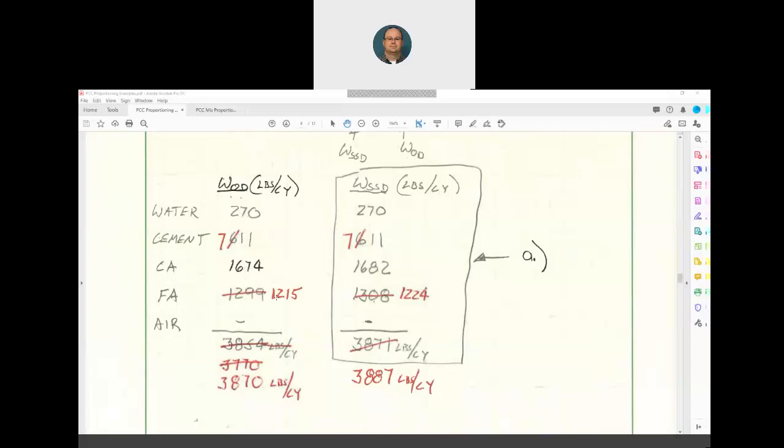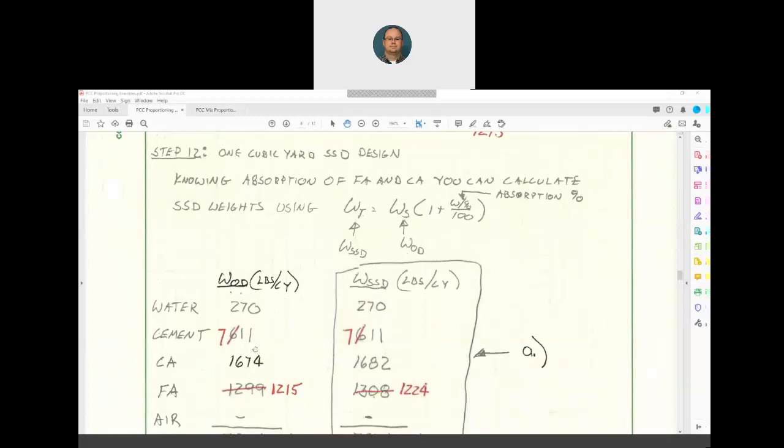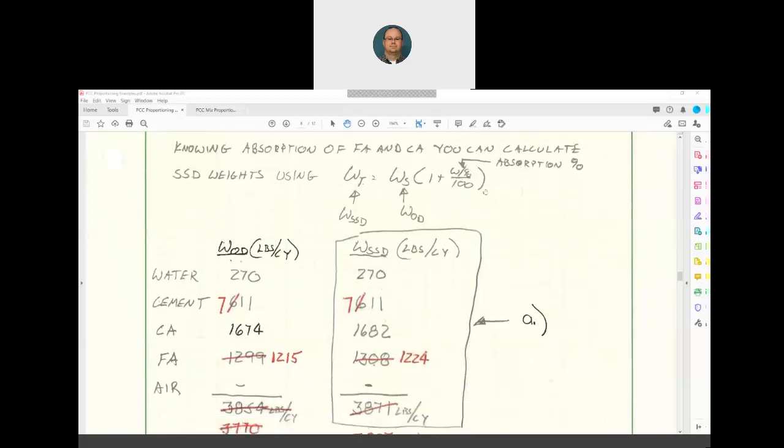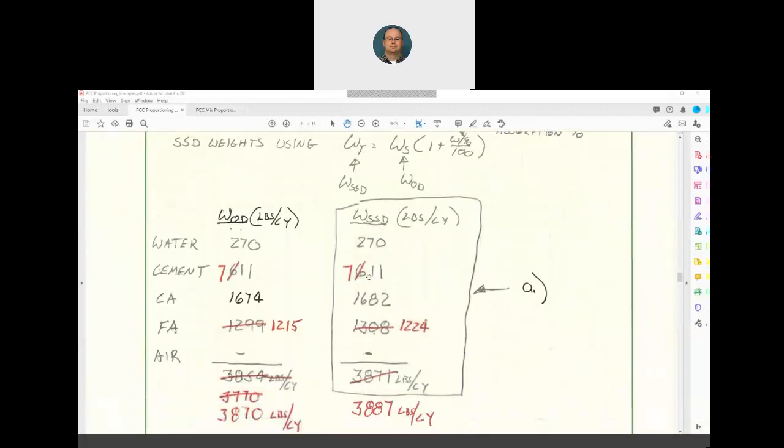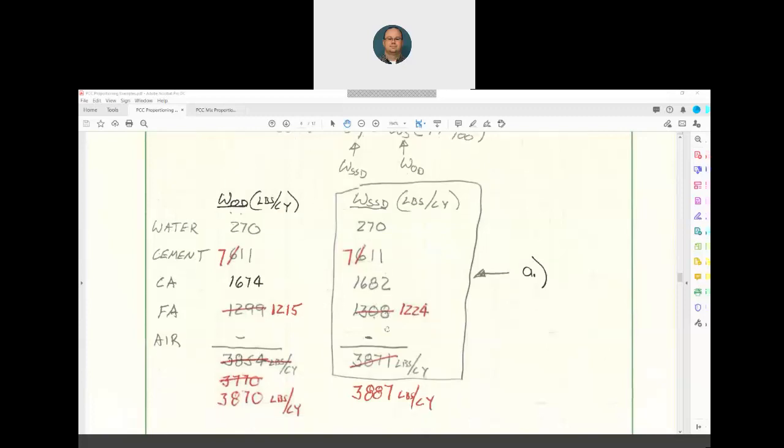So my weight of solids, 1,674 or 1,215, times 1 plus my absorption content. I plug it into that equation. I gave you the absorption contents. This is the weights of my aggregates SSD. They went up a little bit, right? That's the weight of solids plus the weight of absorbed water. Now we add those up. There we go. That is the weight of our mix design ingredients SSD. So that answered letter A.